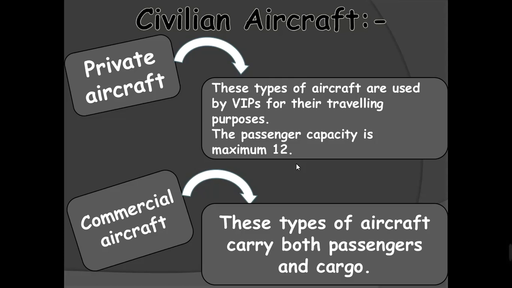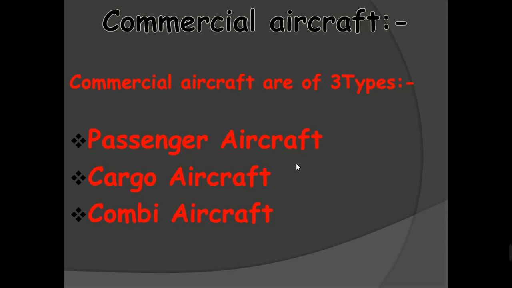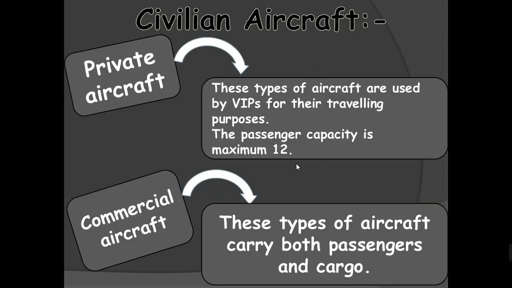So these types of aircraft carry both passengers and cargo. These are the Philippine Airlines, the Cebu Pacific, you name it. So they carry baggage and they carry passengers. For commercial aircraft, there are three types. Earlier there was civilian aircraft, so that is two. Let's go to commercial.